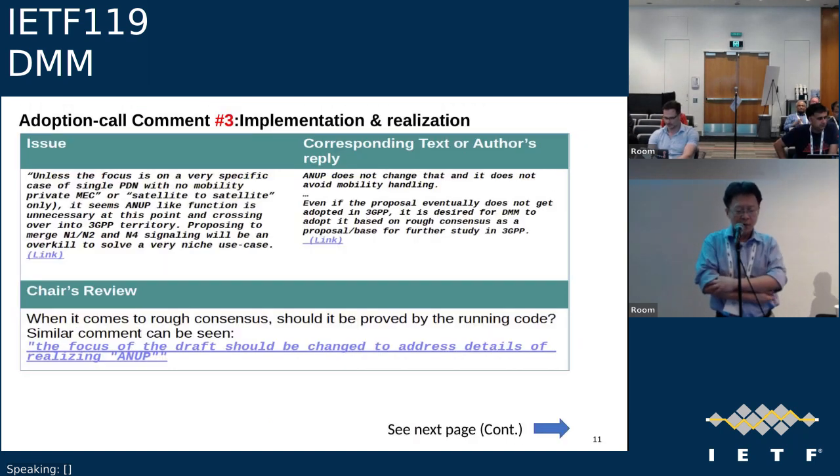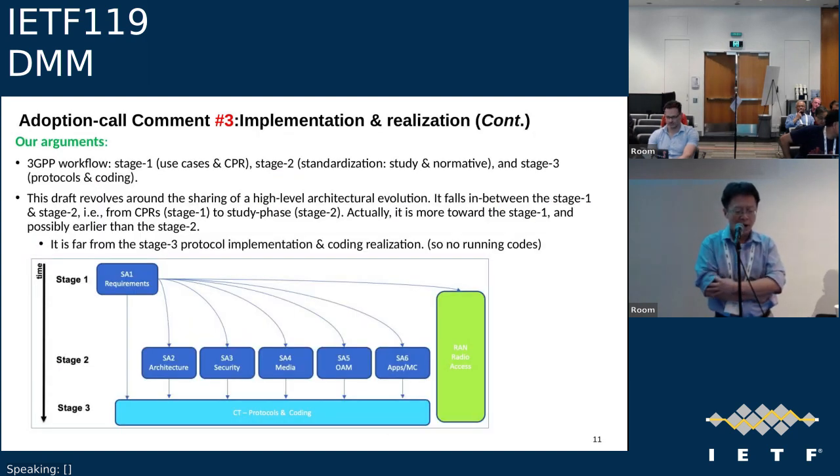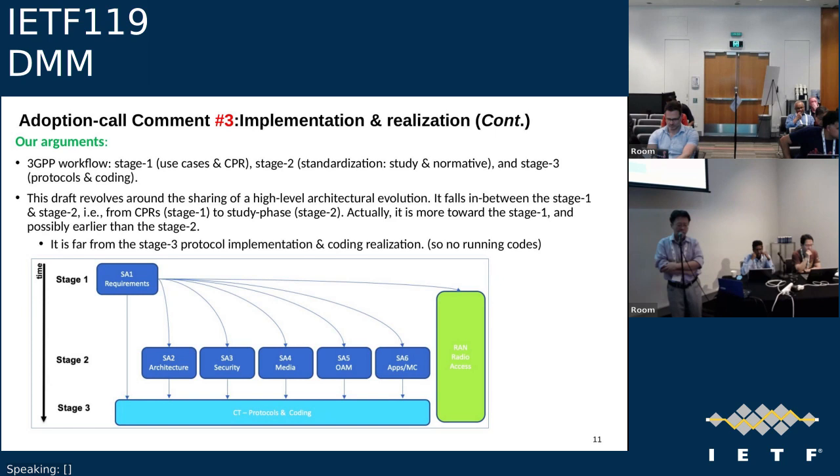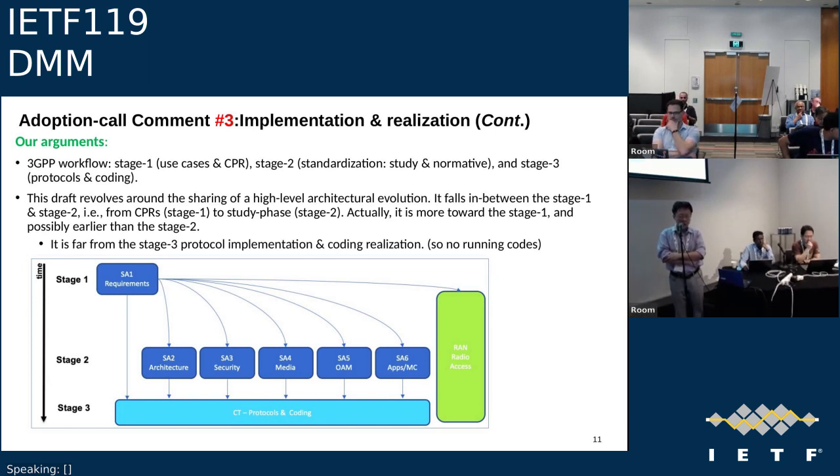Okay, the next one, number 3, is regarding the comment that consensus should be provided by running code. Can you go to the next one? Here I use a picture I borrowed from 3GPP to show the different stages of how 3GPP works. Basically, the 3GPP workflow comprises 3 stages. The first is the use cases and requirements, consolidating the potential requirements. Then stage 2 is the standardization, study, and the normative part. Stage 3 is the protocol and the coding part. What we have proposed in the draft revolves around sharing some high-level architecture evolution. In our opinion, this is between the stage 1 and stage 2 work. It's not on the realization, protocol implementation, or coding. That is stage 3. So there's no running code, but it's a more high-level architecture evolution. So this answers number 3. Can you go to the next one?